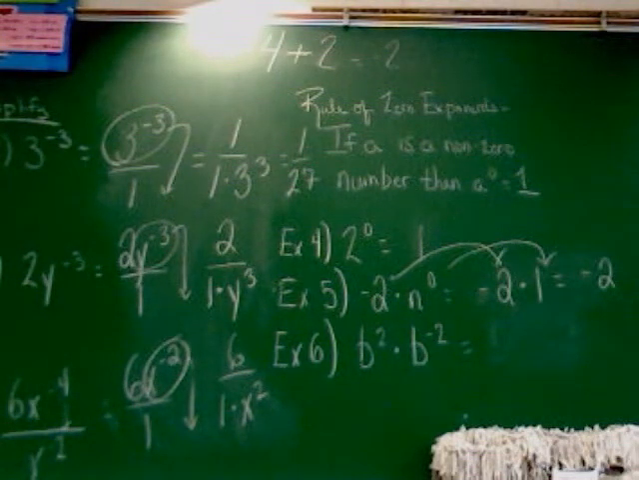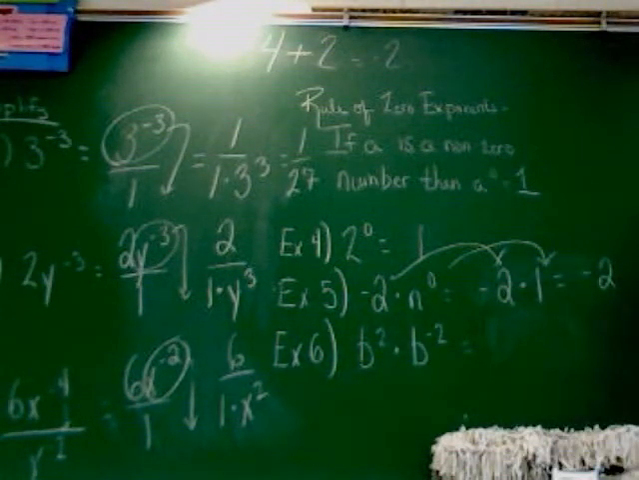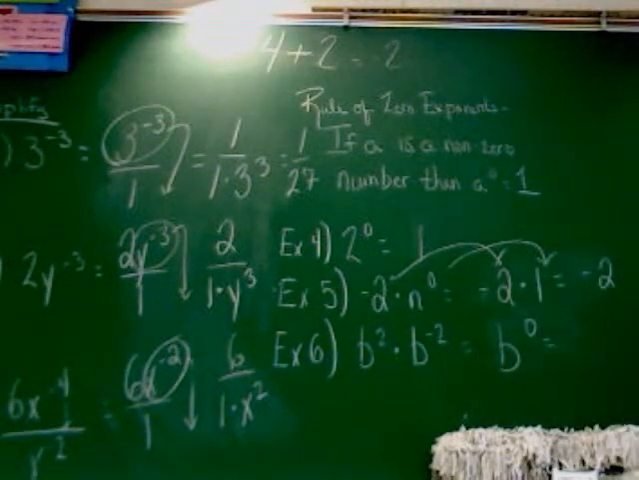B to the second times b to the negative second. Remember, in a multiplication problem, you have to what the exponents? To add the exponents. Good. So if I have to add 2 and negative 2, that's going to give me 0. So that makes b to the 0th power. Anything to the 0th power makes 1.